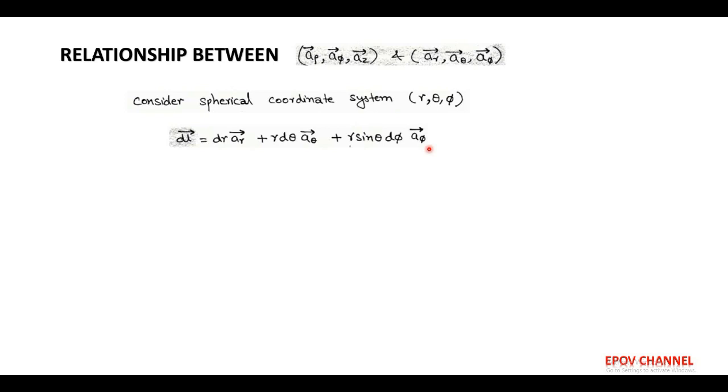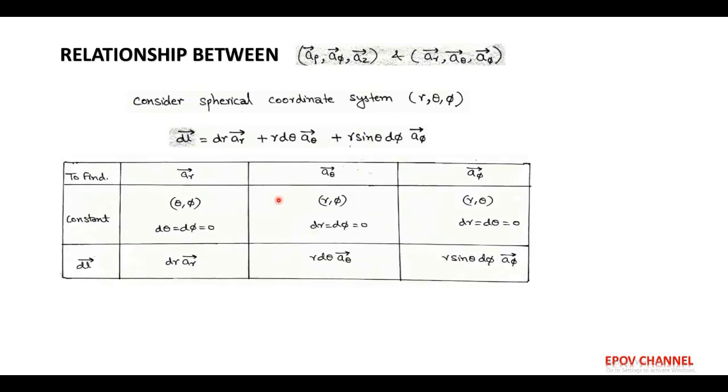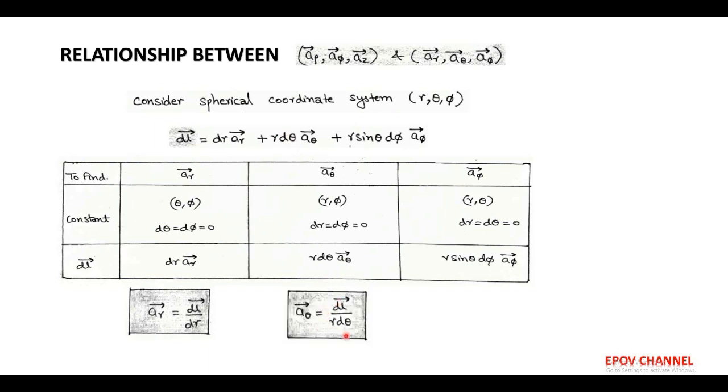Our purpose is to find individual unit vectors in terms of dl vector by taking the other coordinates as constant. So to find unit vector r, we consider theta and phi as constant, which results in d theta equals d phi equals 0. So dl vector becomes dr unit vector r, and unit vector r equals dl vector upon dr. Next, to find unit vector theta, we take r and phi as constant with dr equals d phi equals 0, and after putting dr and d phi equals 0 in dl vector, we get r d theta unit vector theta. So unit vector theta equals dl vector upon r d theta.